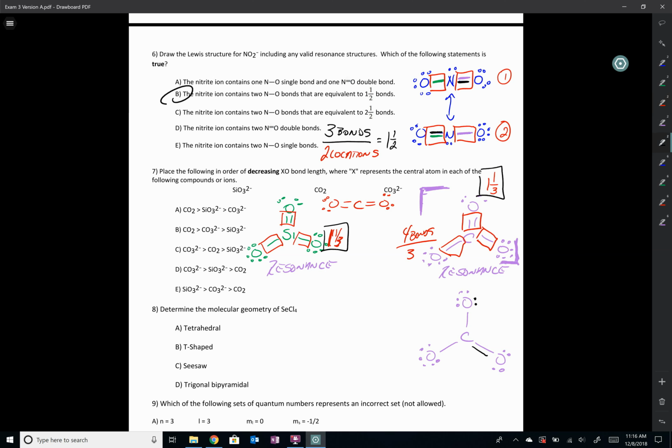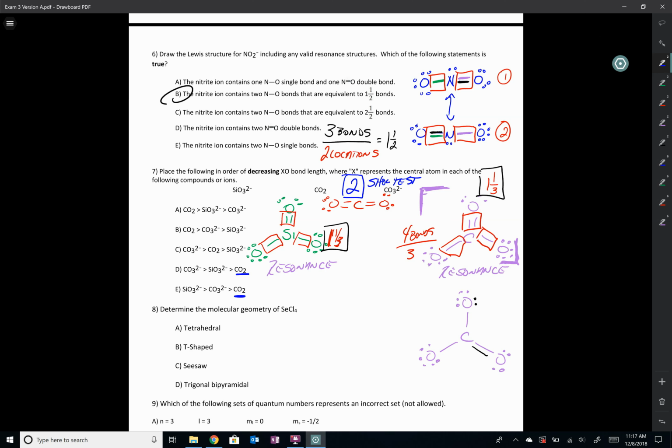If we take a look at our buddy CO2, we don't have any resonance structures. We just have a carbon double bonded to each oxygen. So here we have a bond order of 2, a double bond. The more bonds you have, the shorter they are. So a double bond is shorter than a 1 1/3 bond, so the CO2 is going to be the shortest. So we took care of our CO2.